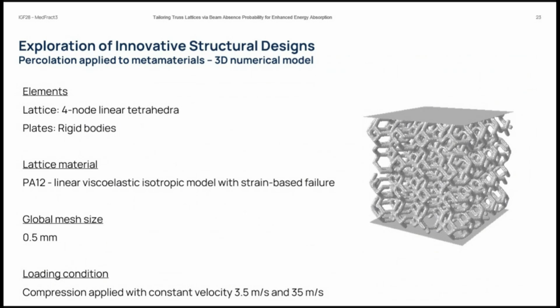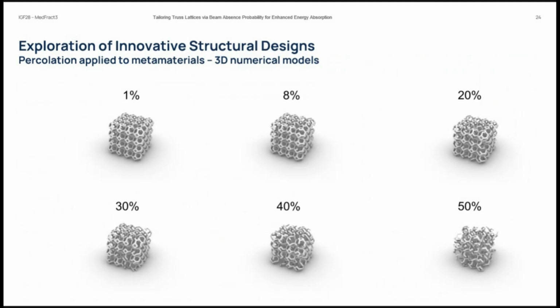Anyway, we do sensitivity analysis and everything, and again, the material is the same. Loading conditions, again, at 3.5 meters per second and 35 meters per second. So same loading conditions we saw before. Now I'll show you the results for two absence probabilities, 1% and 20%. When we use 1%, which is this lattice here, we see that the beams are almost all there. So this is basically the full lattice. When we will see 20%, we will see that a few more beams are removed.